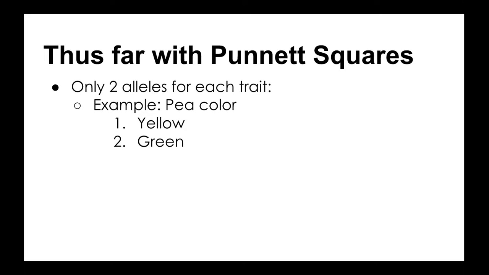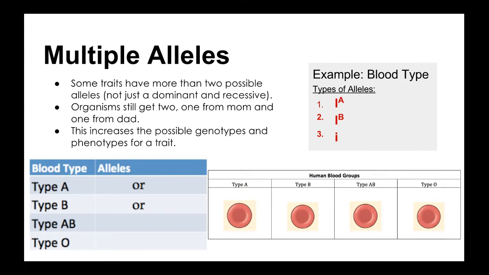Hey guys, it's Mr. Wolfe here, and I'm going to be going over inheritance with multiple traits. So thus far with Punnett squares, we've really been talking about traits where there's just two alleles for that trait. So what do I mean by that? Well, with pea color, you could either have yellow or you could have green, and there's just two options there. All right, but there's plenty of other traits where you have more than just two options.